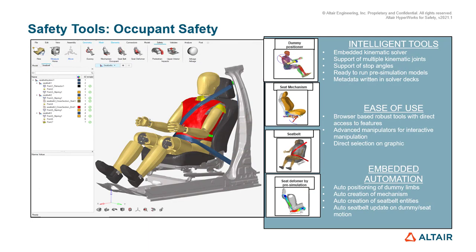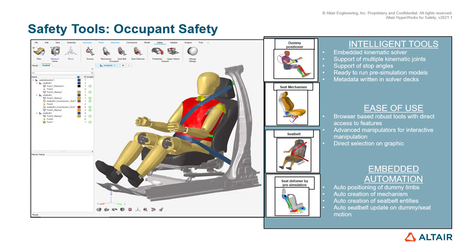As you've seen in the previous slide, accessing the occupant tool is very easy and it's very intuitive, where the user can easily define all the options. So this slide talks about the global overview of the occupant safety tool in terms of intelligence, ease of use, and embedded automation. This tool has all the kinematic solvers embedded within it. It supports multiple kinematic joints. It supports the stop angles for foot or the arm or any mechanism.